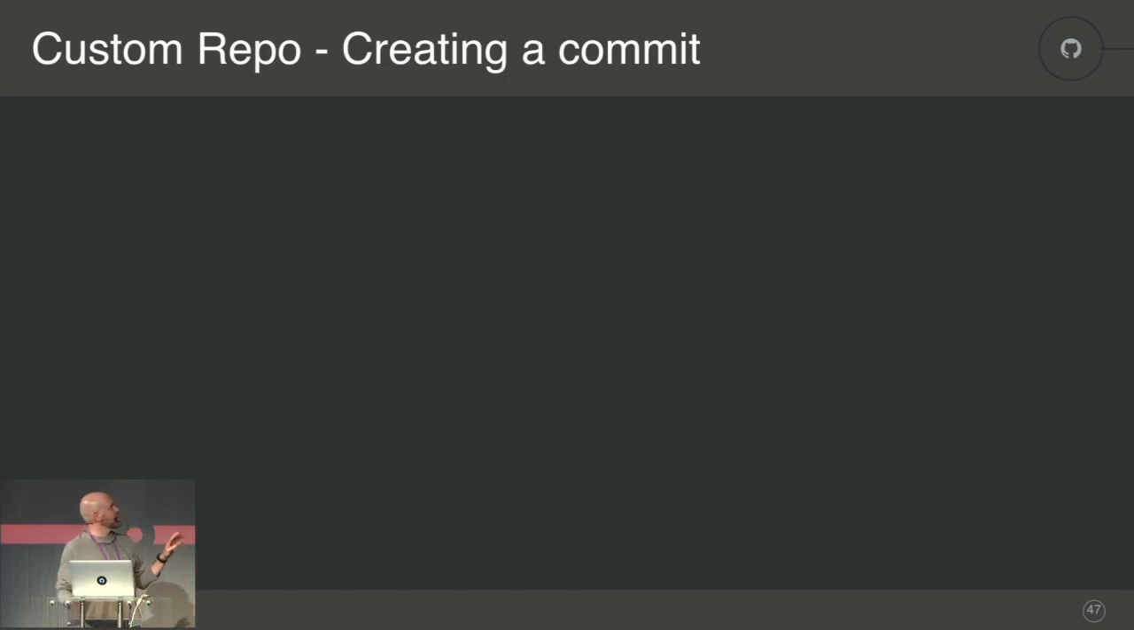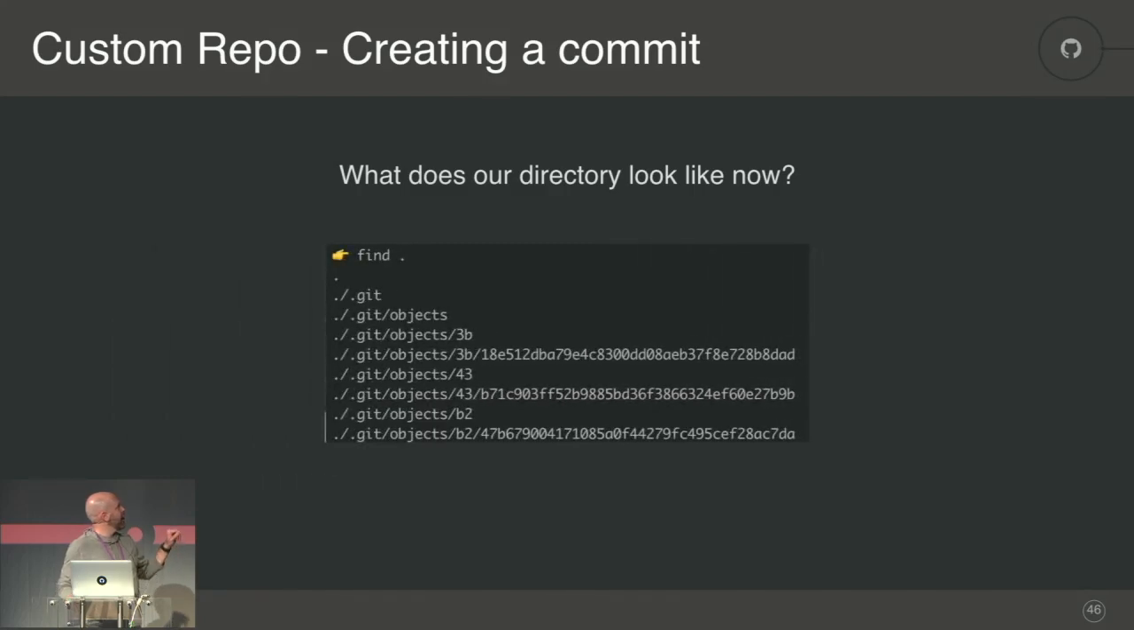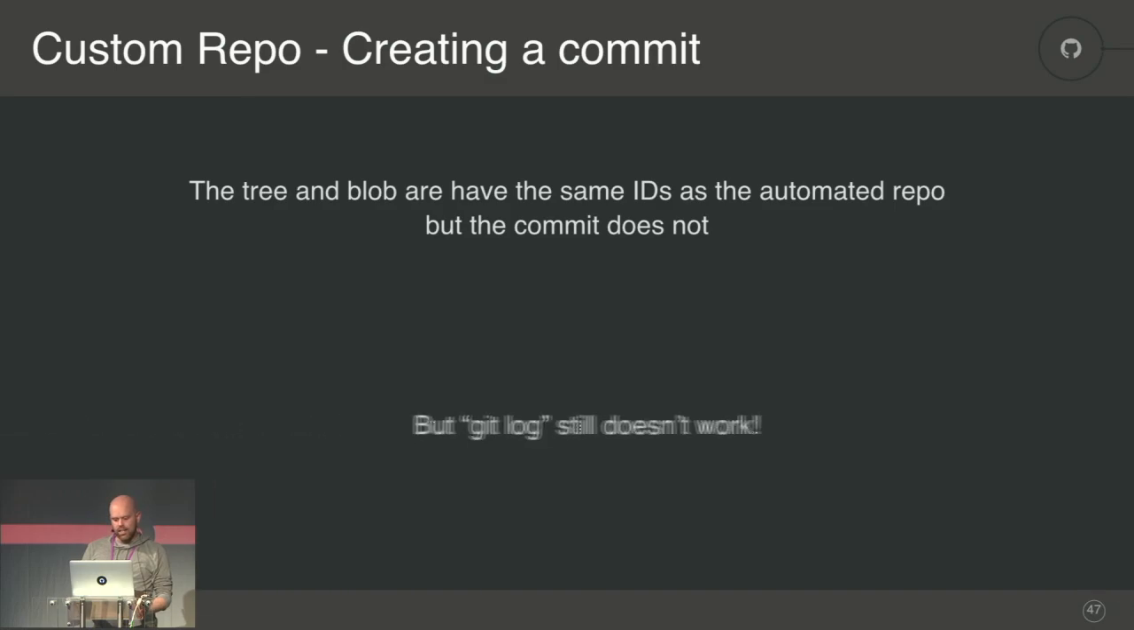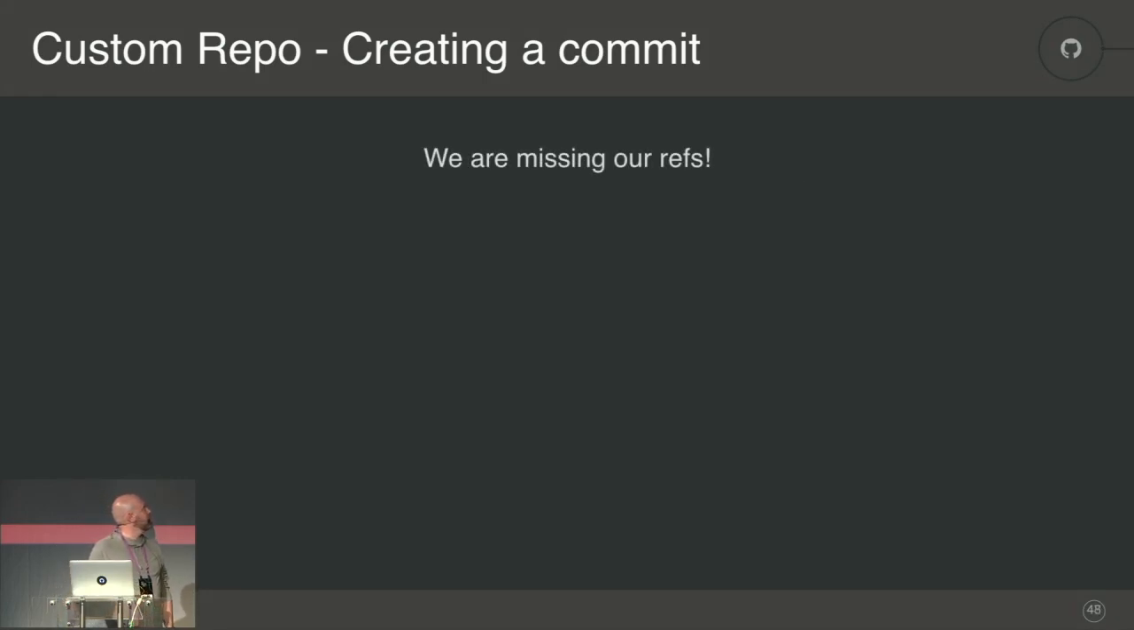So at this point too, this is good to point out. The one that I created before with the porcelain commands, which did everything for us, has the same values as the other one, except for the commit file because that has timestamps in it. Other than that, it's the same tree and file hash as before because it's the same content, and that's how that system works. So now if we go and look, git log does still not work. It'll still say it's not a directory. So we're missing our references.